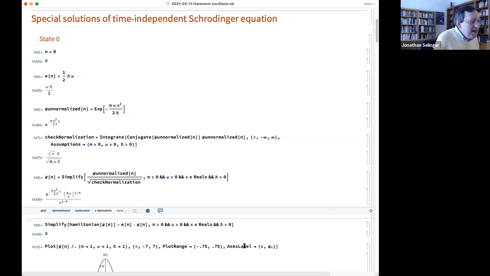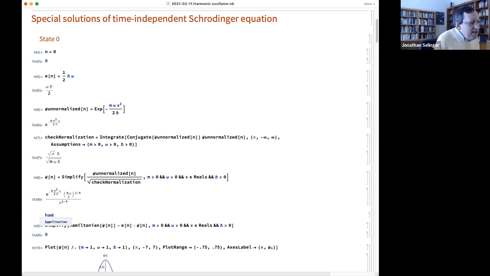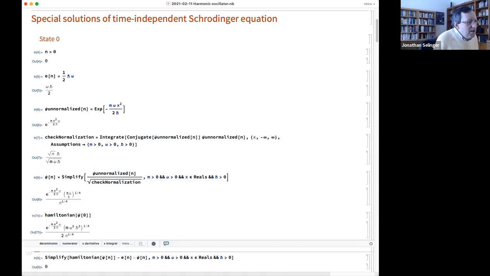Let's check it. So I could say, what is the Hamiltonian acting on psi 0? And we look at this and say, oh yeah, that is something times psi 0. It's just a constant times psi 0. So it's unlike when we put in x squared as the input, and we didn't just get something times x squared. But here, when we put in this input, we do get something times the input.